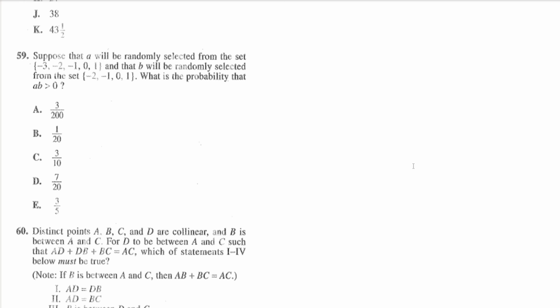Okay. So it's randomly selected from those, so we've got a 1 in 5 kind of chance here. That B will be randomly selected from, okay, 1 in 4. That A times B is bigger than 0. Has to be bigger than 0. Okay, so talk to me.